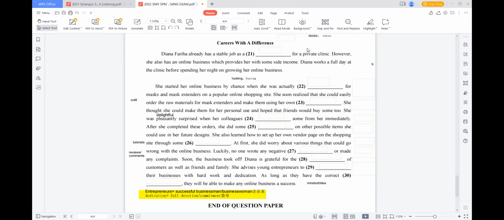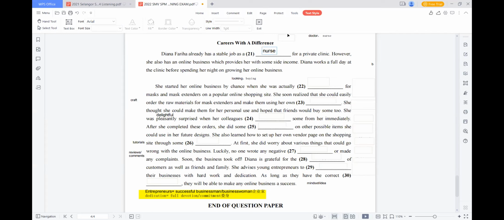So 21, if it's 21, you type 21 in your answer. You type in the chat box. Okay, let's do it now. 21, what's your answer? Okay, obviously it's nurse. Okay, good. Okay, 22.